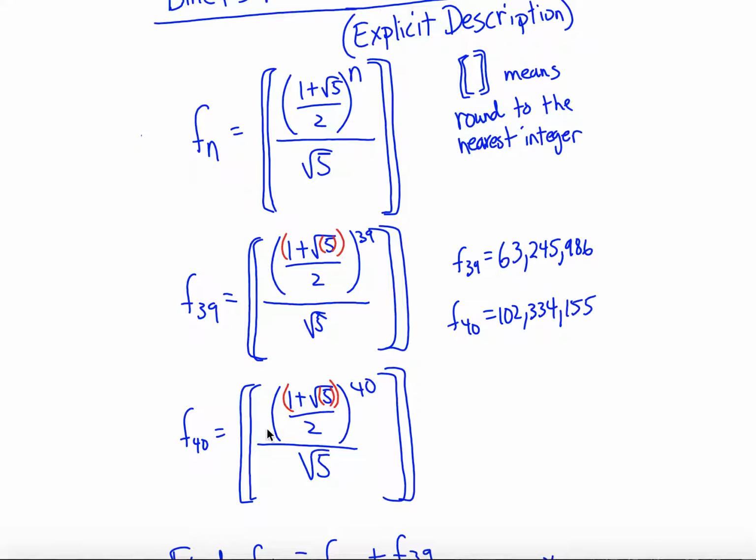Again, remember, open this parenthesis, 1 plus the square root of 5, close those parentheses, close this one, divide that by 2, close this parenthesis, raise it to the 40th power, and then divide by the square root of 5, and then round it to the nearest integer.